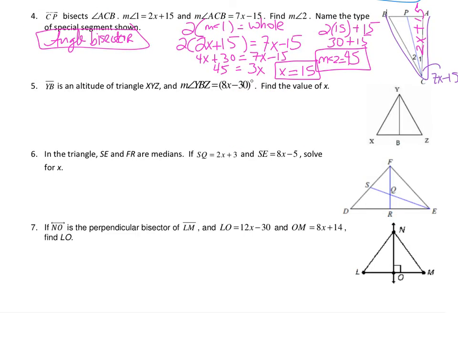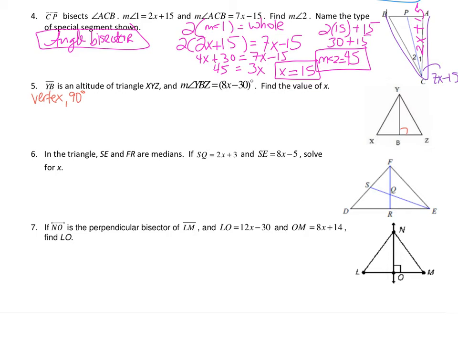Number 5 is a pretty common question for an altitude question. So we know that YB is the altitude, and with the altitude, we know it connects the vertex to 90 degrees on the opposite side. That means in our picture, we can draw a right angle because we know it's going to be 90 degrees where it touches the opposite side of our triangle. And that's the part that we need.